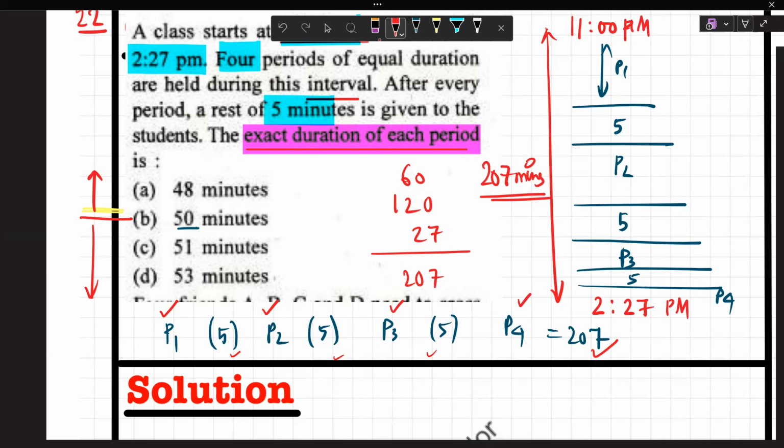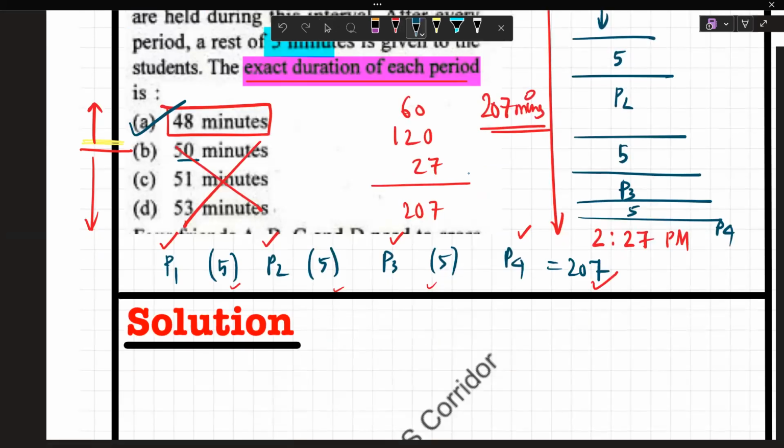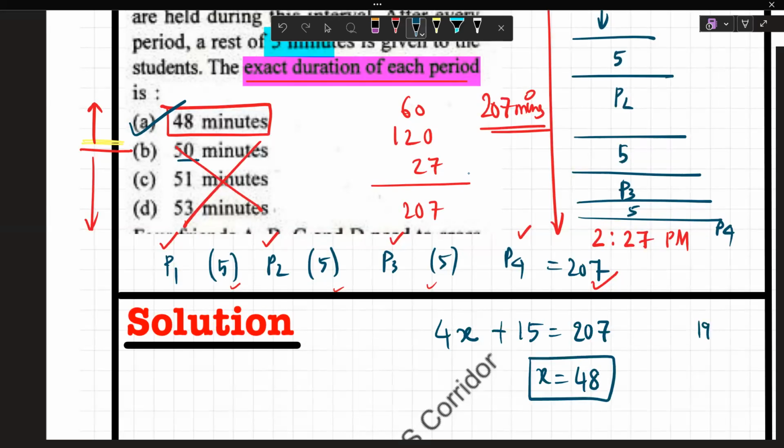Now if 50 cannot be the answer, can 51 be the answer? No. Can 53 be the answer? No. So all these numbers are eliminated. So the answer is 48 minutes, without calculation. Got it? Or else, with the calculation method, since each period is of equal length, let it be x. So 4x plus 15 equals 207. I hope you can solve it to get x equals 48. How? 192 divided by 4. Is it clear? So the answer is 48 minutes. So A is your answer.